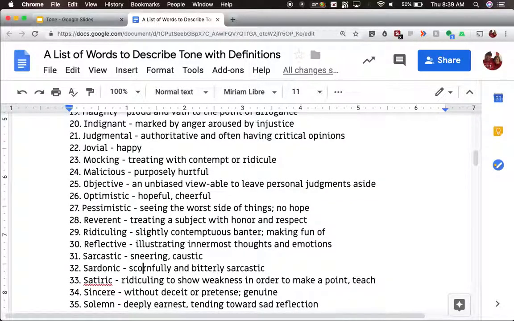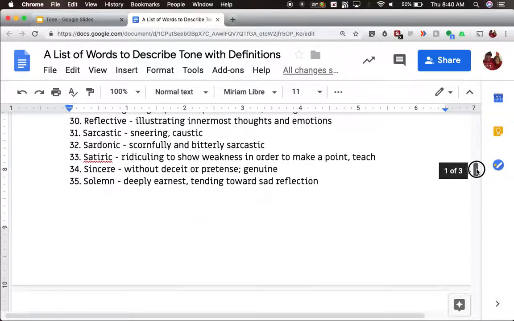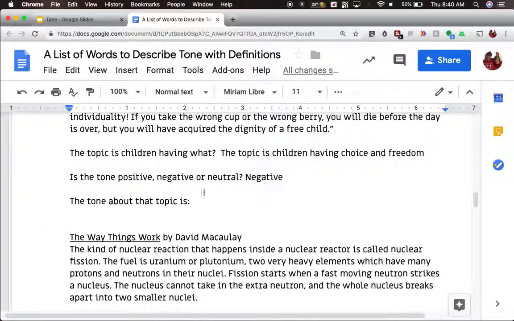Sarcastic or sardonic, or satirical. So I think there's a couple of choices that you could choose from, but I think it's saying that it doesn't truly believe in what it really meant. And so I'm going to go with either mocking or satiric or sarcastic for this one.